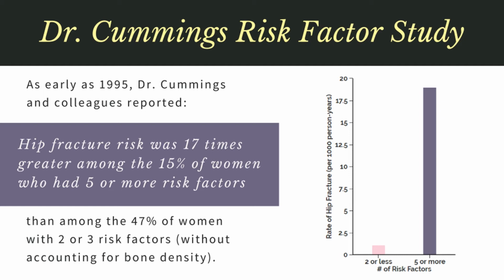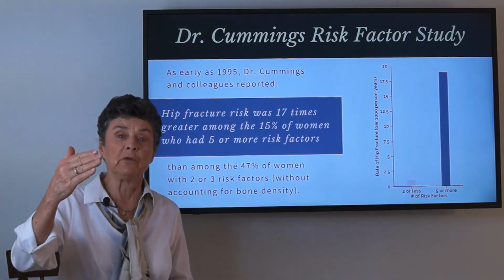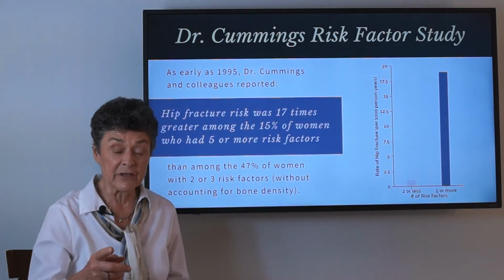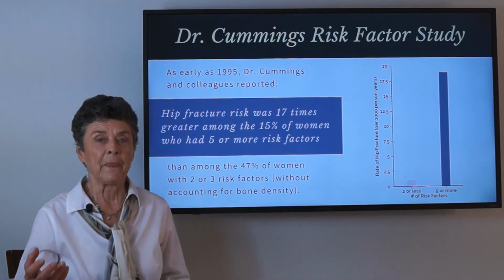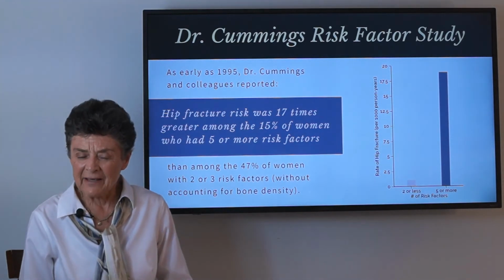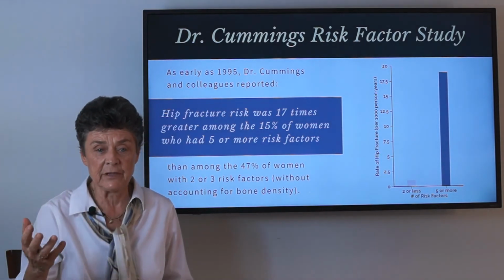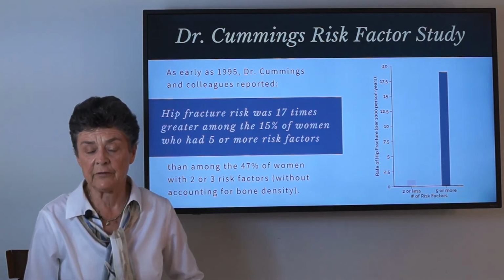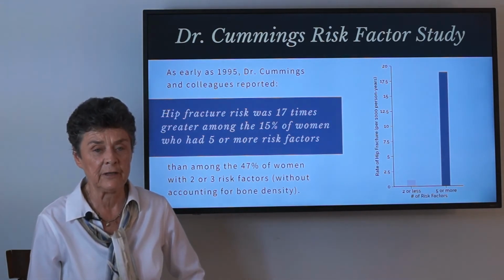So he looked at people who fractured, and you've got to know these are probably going to be mostly people in their 80s or so. And he found that hip fracture risk was 17 times greater amongst the 15% of the women who had 5 or more risk factors. So multiple risk factors is what was associated with the risk of fracturing a hip. Now, interestingly, he did not include bone density in this analysis. They didn't have bone density tests. They just looked at people who fractured and their risk factors. So you had 17 times more fracture in the small number of women who had many risk factors, as opposed to the 47% of the women who had just 2 or fewer risk factors. And this was without the bone density. Very striking support of this multiple risk factor theory.